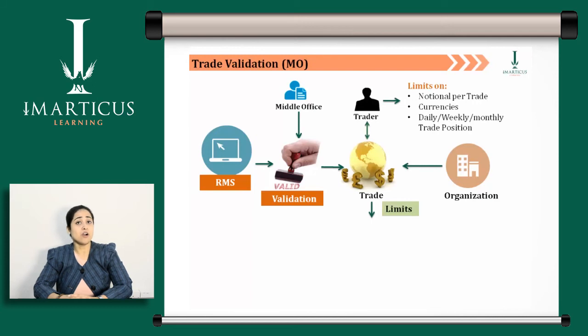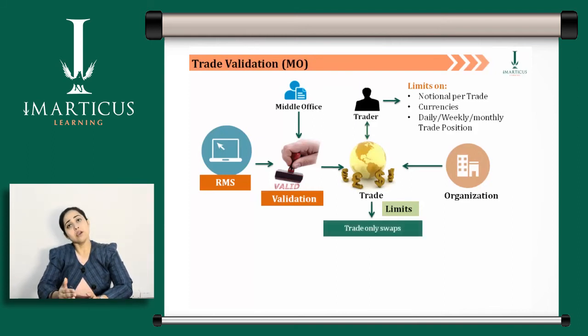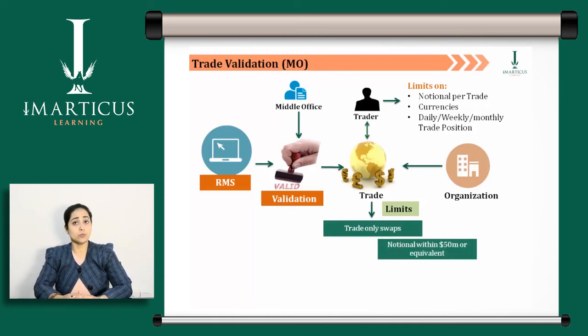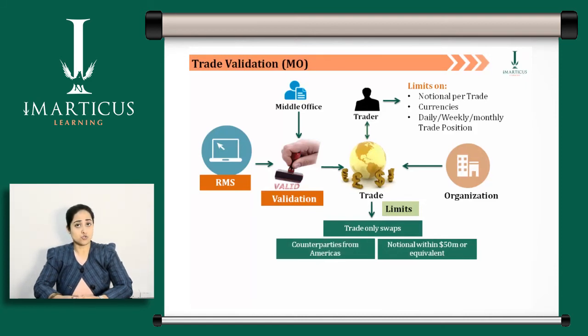Every trader will have a limit on notional per trade and currency positions that they can trade on a daily, weekly or monthly basis. A trade may have limits such as trade only swaps, notional per trade to be within $50 million or equivalent. The counterparty should only be from the American continent or the currency should be either US dollars, pounds, euros or Australian dollars.